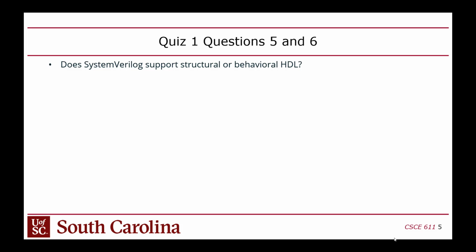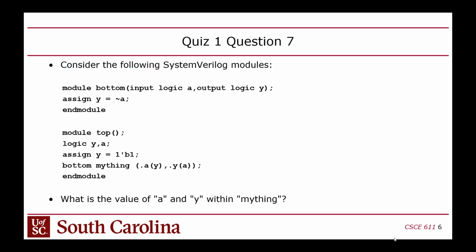Does SystemVerilog support structural, behavioral, both? How many possible values can be assigned to type logic? It is 4. And then, in this case, consider the following SystemVerilog modules, bottom and top. What's the value of A and Y within my thing? So this is just demonstrating how signals get renamed at different points in the hierarchy. So we have A and Y in the top module and in the bottom module, and they are swapped because A is assigned to Y and Y is assigned to A.